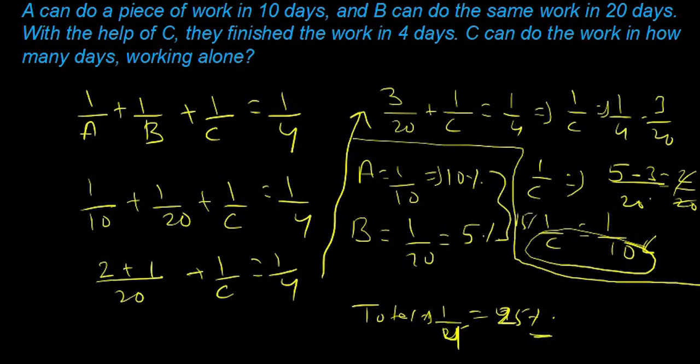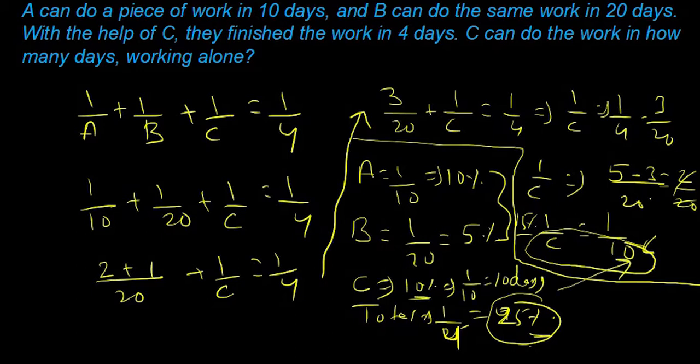So total work done by A and B is 15%, and the total work done was 25%. So what is the amount of work done by C? 25 minus 15 is 10%. And 10% you can say is 1 upon 10, or 10 days. So it is the same answer we got previously. So C is going to be 10 days. Okay, let's start with the next problem.